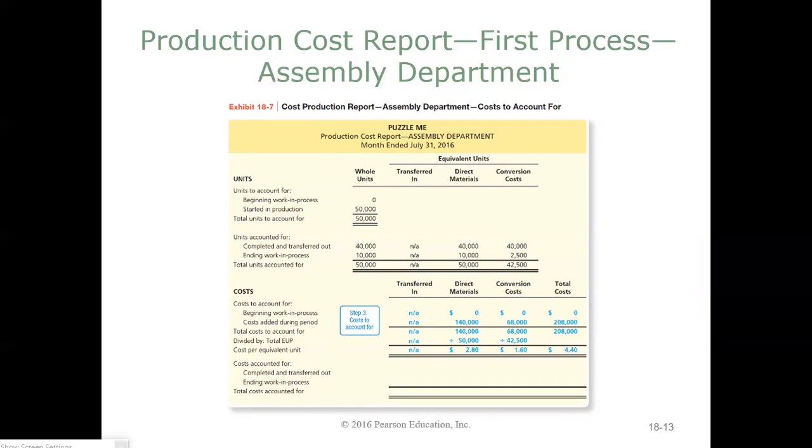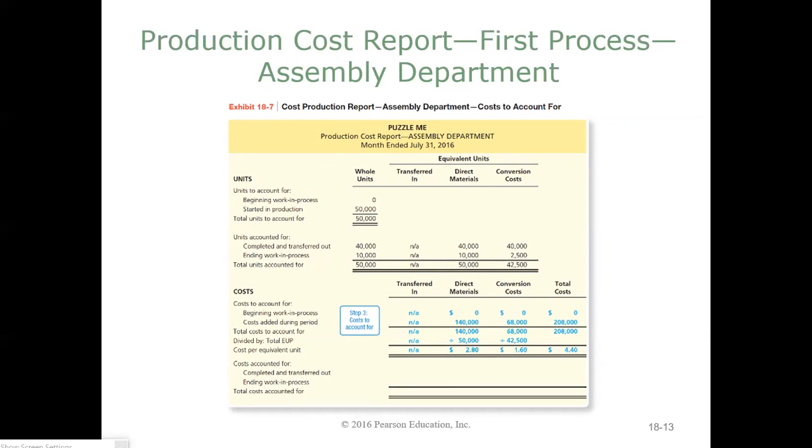Then what we do is we can take our direct material costs, 140,000, divide it by our equivalent units, and that gives us a cost per equivalent unit. We can do the same thing with our conversion costs, and now we see why it's good to have units here, because we can say it was 68,000 and we had 42,500 equivalent units of production with respect to conversion costs. That gives me a cost per equivalent unit, and I add them up and I can have a total cost per equivalent unit of production.